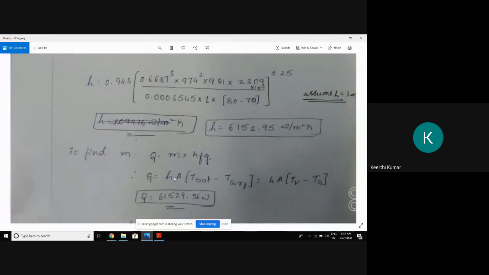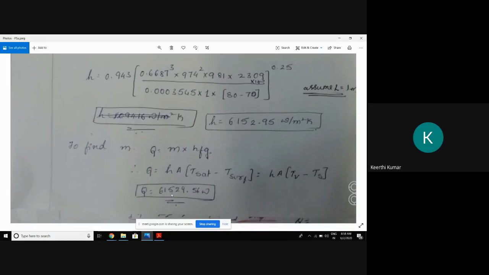See, Q is equal to h A (T_v minus T_s). The general formula is T saturation minus T surface. But here T saturation is given as T vapor, and T surface is denoted by T_s. So h A (T_v minus T_s). If I substitute H, I got 6152.95. Area is 1 meter square. T_v is 80, T_s is 70. If I simplify, I'll get the value of Q as 529.65 watts. I got Q.